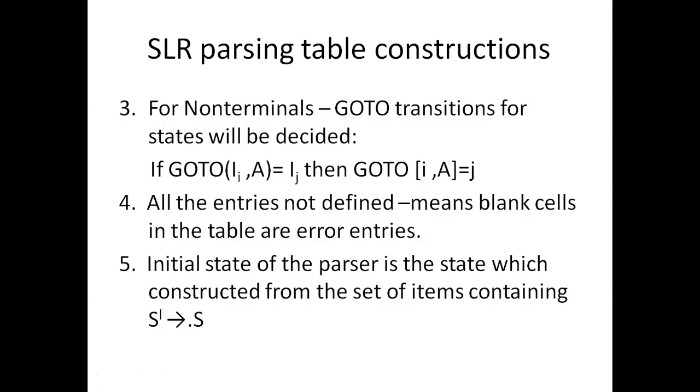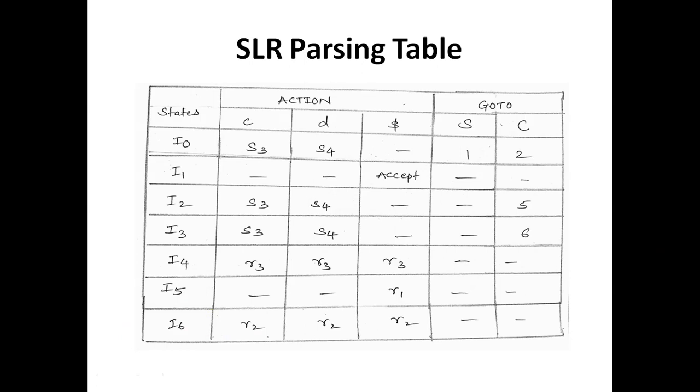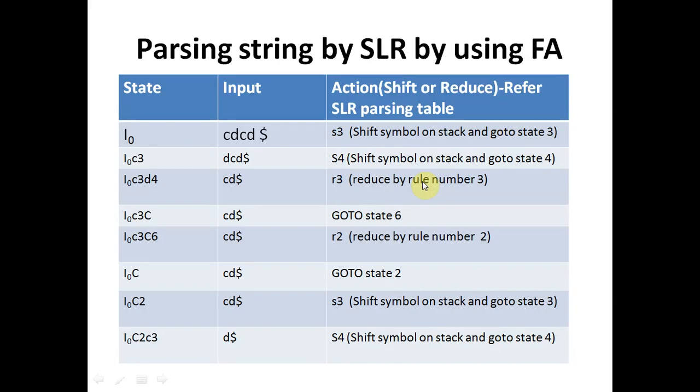And then the last one is the initial state of the parser, wherever the dot is at the beginning. This I0 state will be the initial state. I1 state is the accept state as per our rules. So I0 is the initial state, and when I1 receives dollar, it will give you acceptance. Now we will see the parsing. As I told, I0 is the initial state, and our parser will start with it.